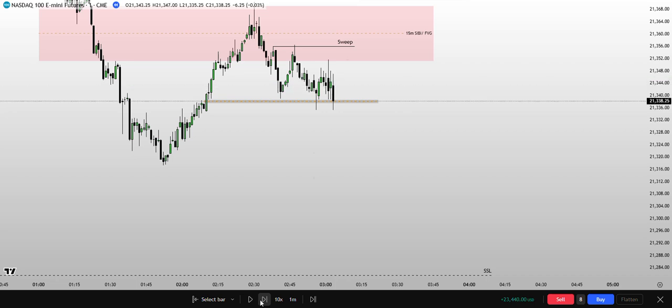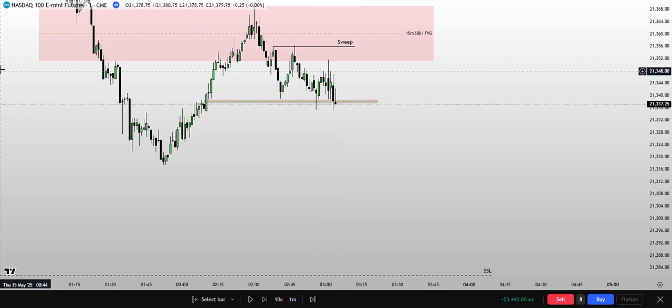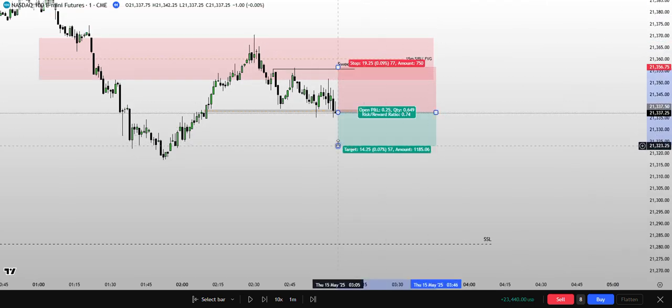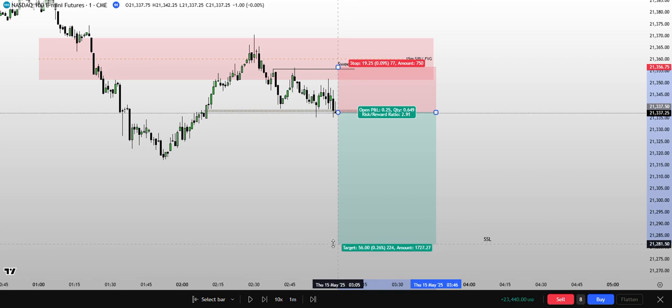Nothing just yet. Internal sweep once more. Gonna wait for price to close below. If we get it, there we go. Okay, so this is a bit more of a precise entry here. Now, ideally, we would have got a fair value gap entry, but it is what it is. We'll just target this first sell side.